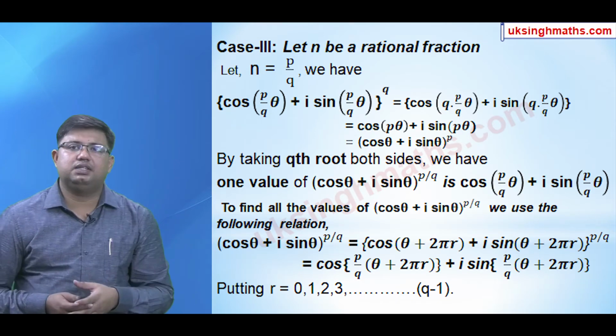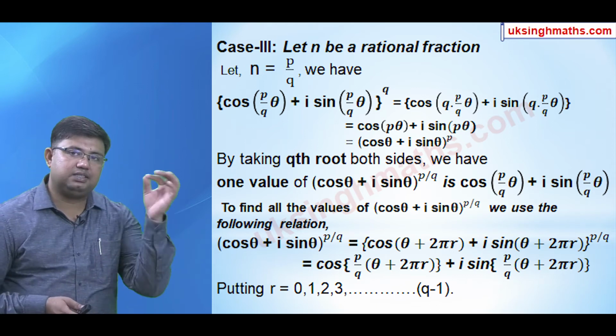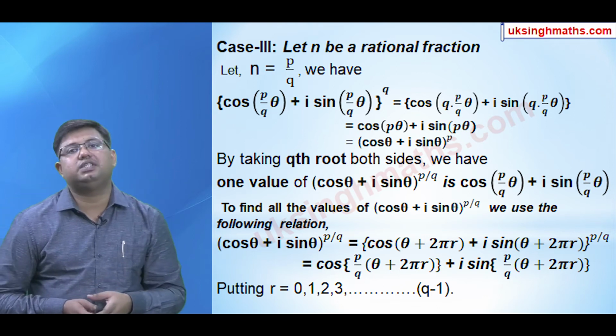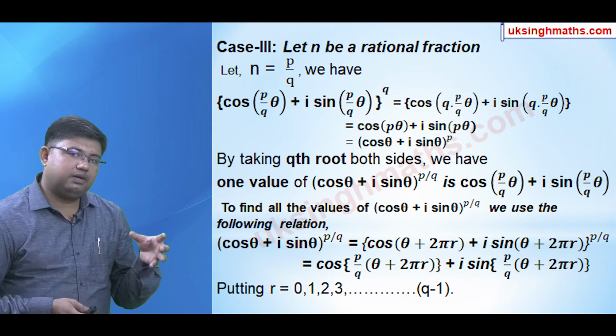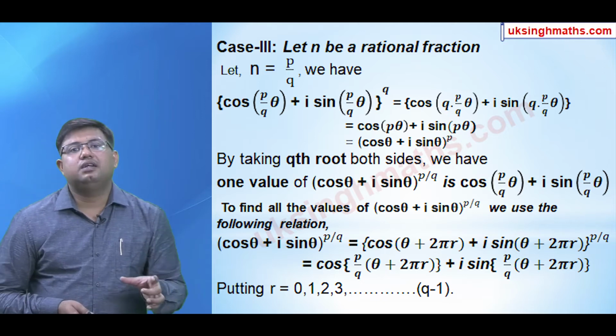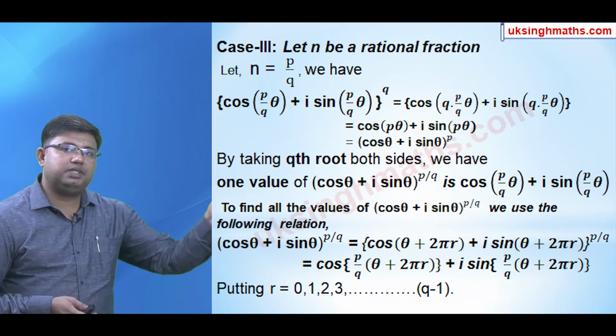Let n be a rational fraction and take n equal to p by q. From the definition of a rational fraction, we know that p and q are integers, where q is a positive integer and the HCF or GCD of p and q is 1. So according to the definition, q is positive, and we have already seen that de Moivre's theorem is verified for the positive integral index.